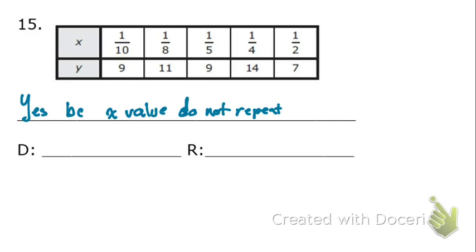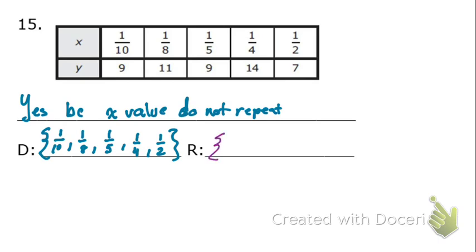Alright, and the domain, well, lucky for us, it's already in order. Remember, the bigger the denominator, the smaller the fraction is. So this is already in order for us. So that's our domain. Okay, our range will be, again, from smallest to greatest.